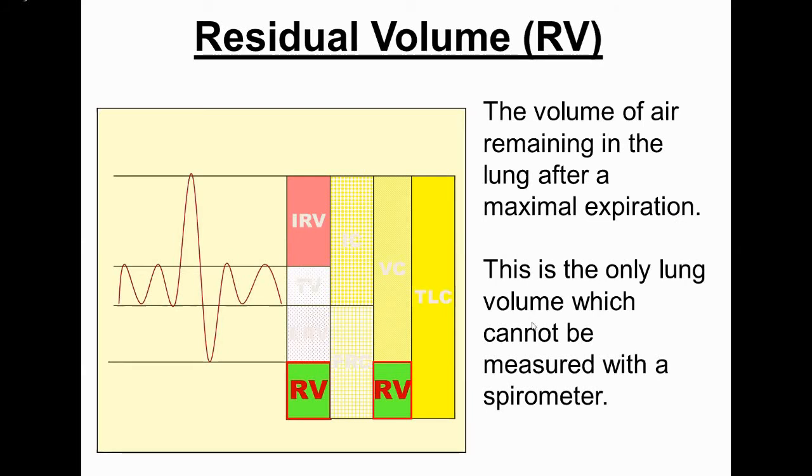This is the only lung volume which cannot be measured by this parameter. This is not possible, unlike the other lung capacities, because the volume is so small that it is not detected by the parameter.